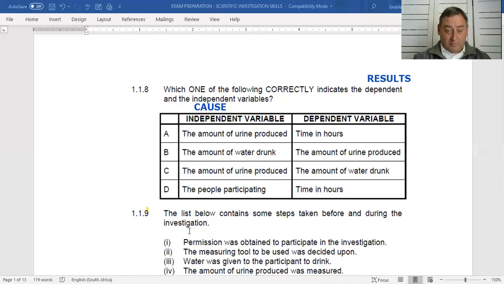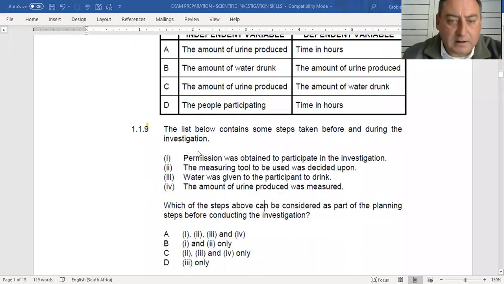Now, the list below contains some steps taken before and during the investigation. So before, permission was obtained to participate in the investigation. So let's just carefully look at this. Now, the list below contains some steps taken before and during the investigation. And then the question here says, which of the steps above can be considered as part of the planning? Now, planning is what you do when? Before conducting the investigation.